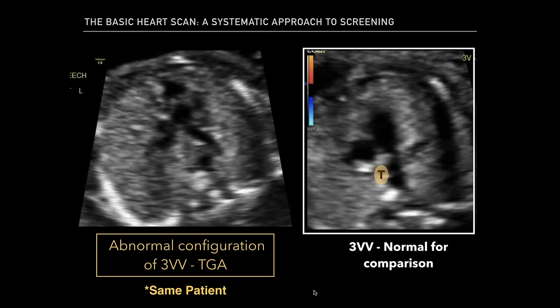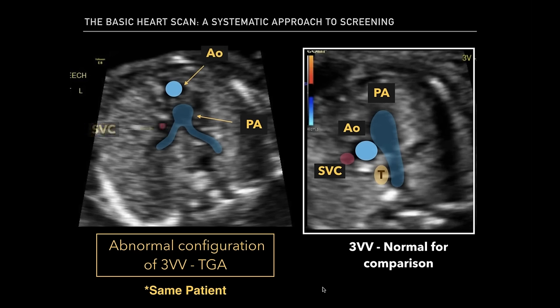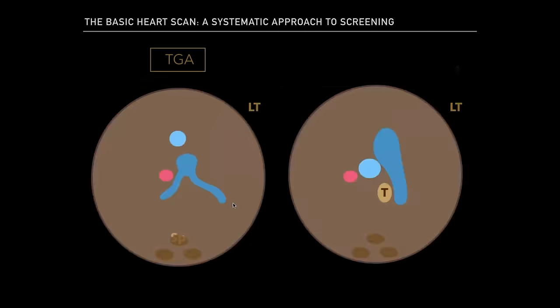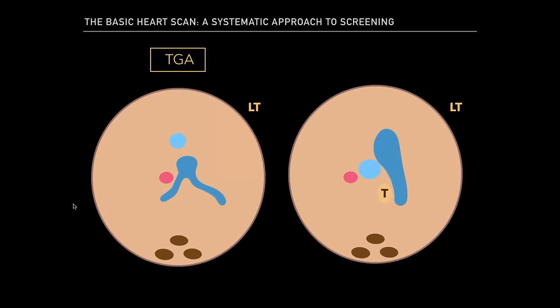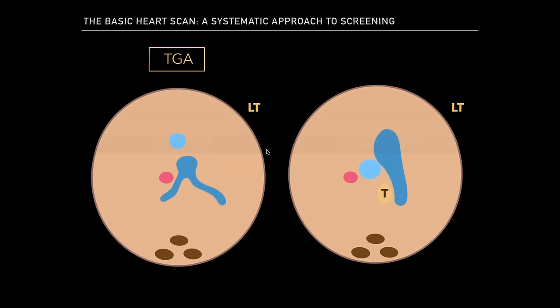So as we further scan a little bit inferior to where we were earlier, there are three vessels actually present but configured abnormally. So here we have the PA, aorta, and the SVC. We have the aorta, which is anterior, the pulmonary artery, which is posterior, and you can identify the branch pulmonary arteries. That's how we're able to determine this is the pulmonary artery. And here's the SVC. So this fetus has transposition of the great arteries. This is an abnormal configuration of the three vessel view. And here is just a schematic drawing of a normal three vessel view versus transposition of the great arteries.